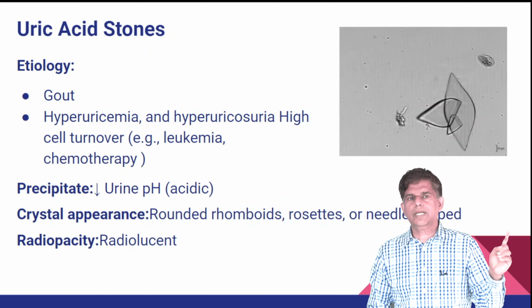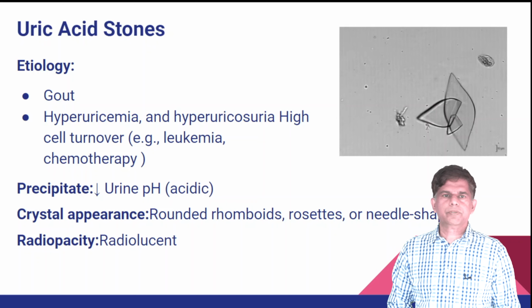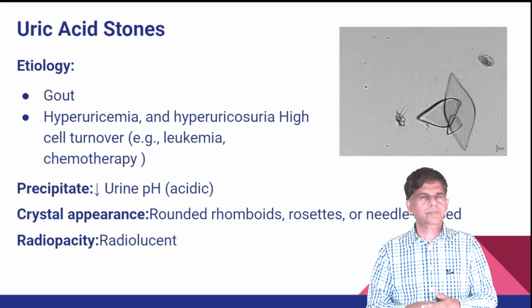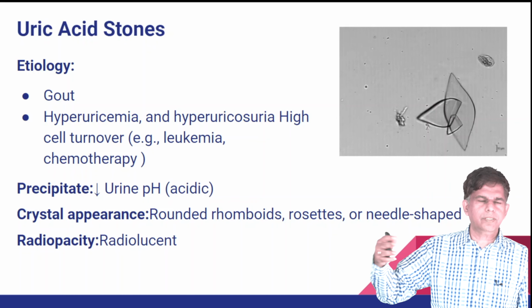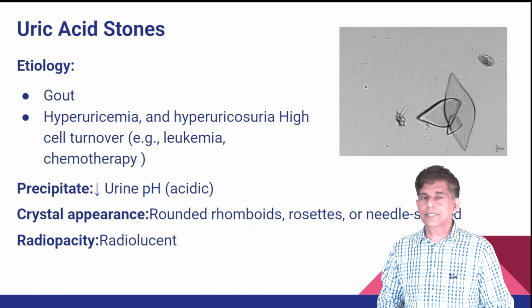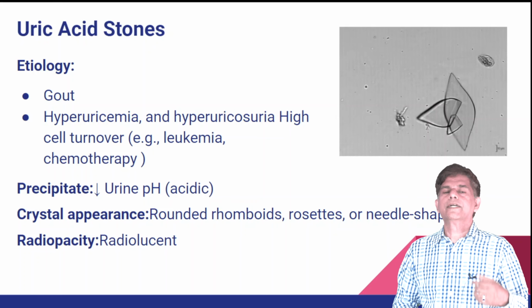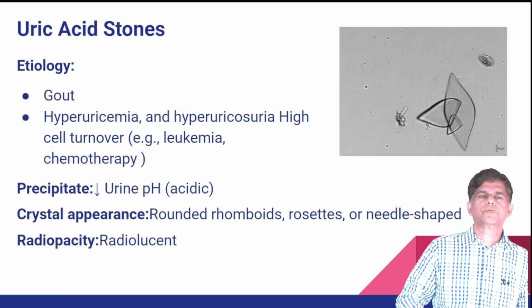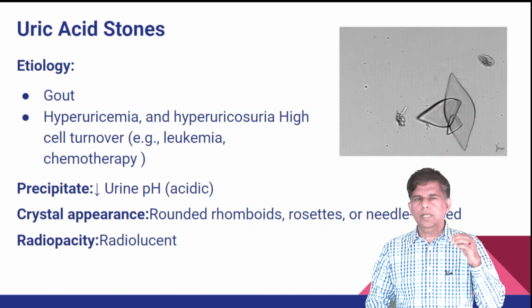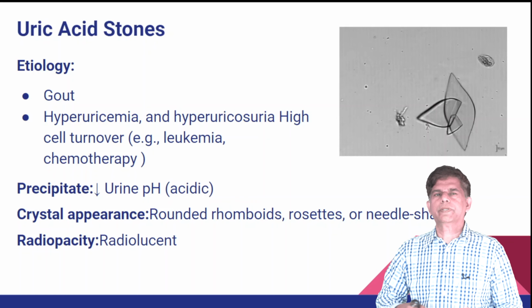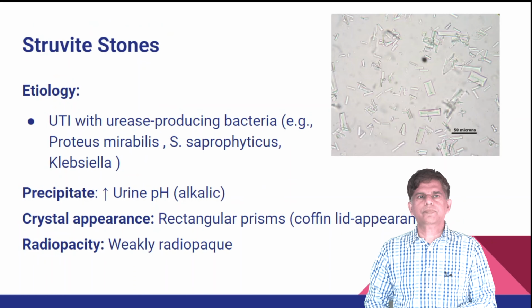Uric acid stones: gout, hyperuricemia, hyperuricosuria, and again, if I'm writing a question, we talk about somebody having leukemia, undergoing chemotherapy, and that way we can write. And the precipitate, there is a decrease in pH, an acidic environment, okay? Crystal appearance: rhomboid, rosette, needle shape, and remember, it's radiolucent. That means everybody should know the difference from radio opaque, right? Radio opaque means you'll be able to pick it up on the X-ray. Radiolucent is not very clear.